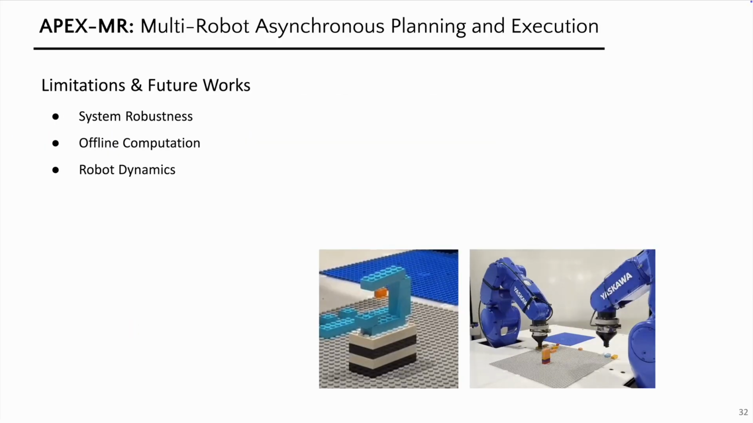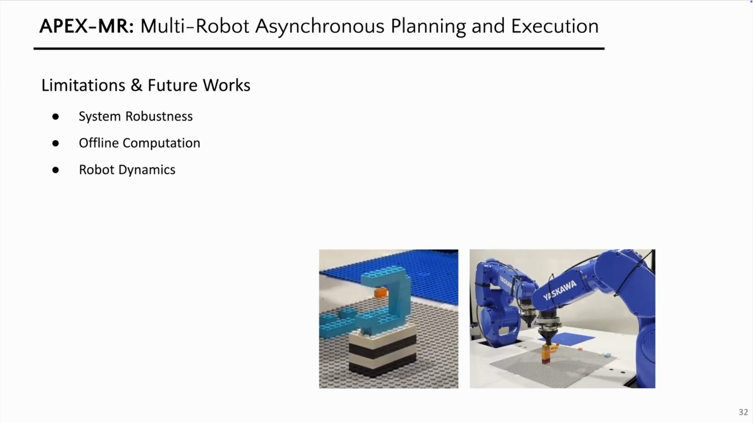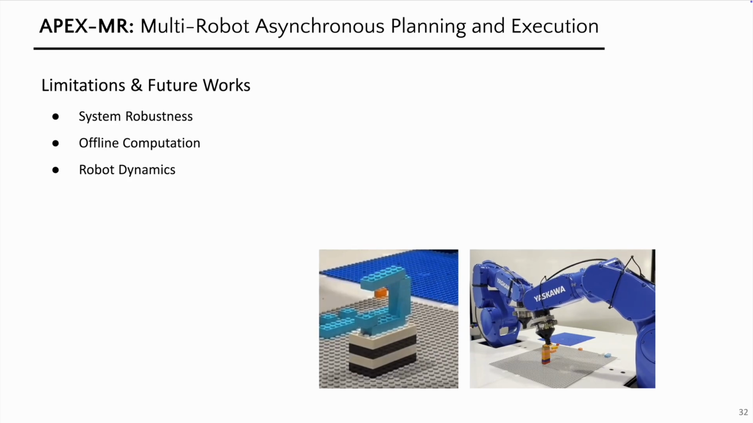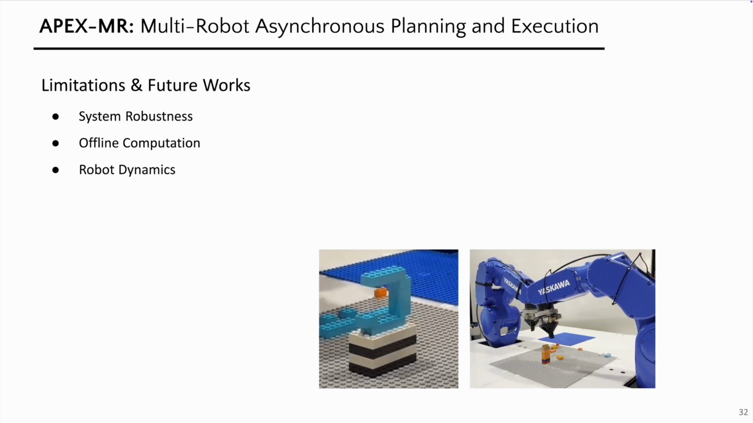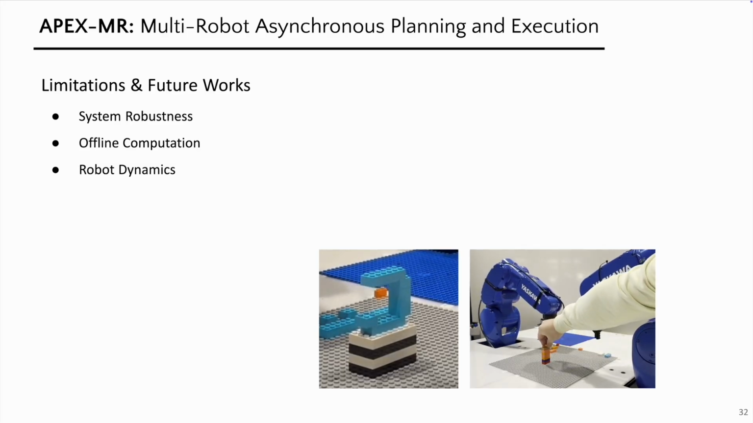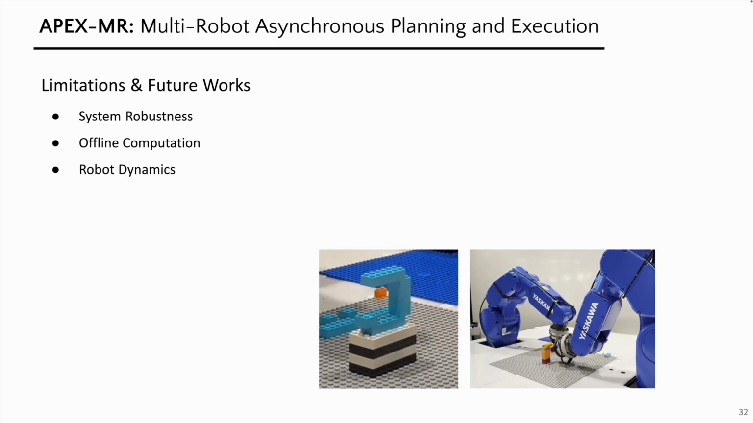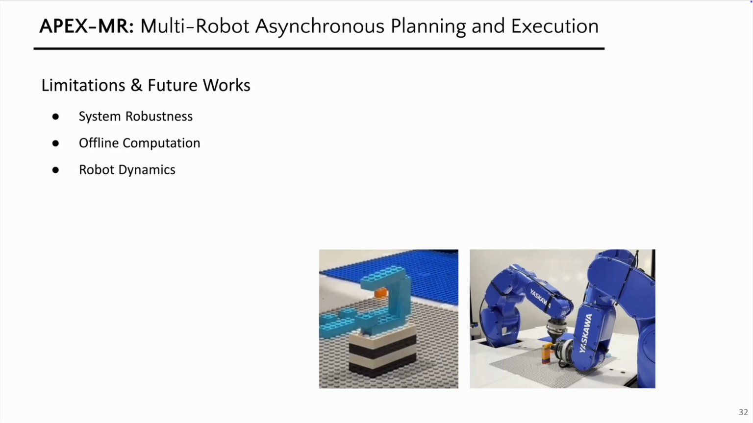A major limitation of the system is the robustness of the manipulation policy. For example, due to the fragile nature of the static LEGO connection, the robot can fail to assemble these steps and may require human intervention. Another limitation is that all computations are currently done offline, and we plan to extend our framework to be able to replan according to changes or new tasks online.